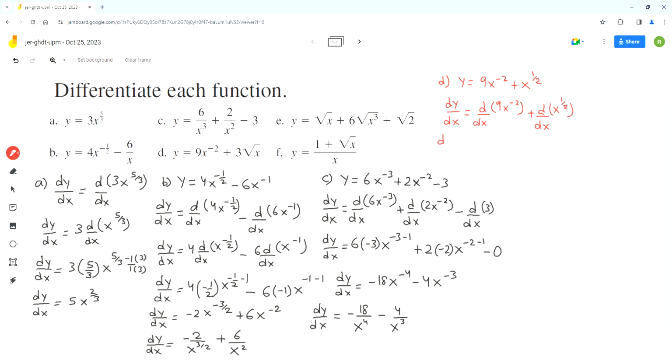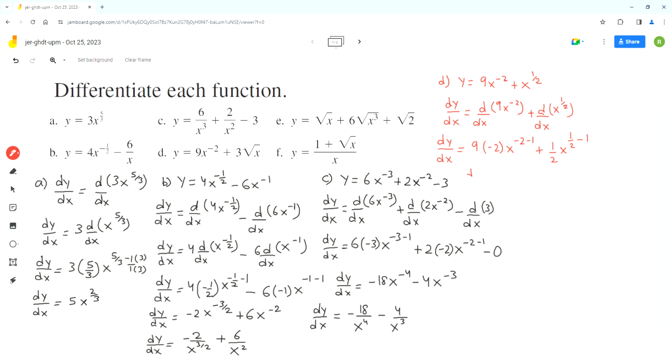Now we can use the power rule. So first we can move the coefficient to the front and now we bring the exponent down, so negative 2 and then x exponent negative 2 minus 1. And now for the next one, so we'll move the exponent to the front, so 1 over 2 and then x to the half minus 1.